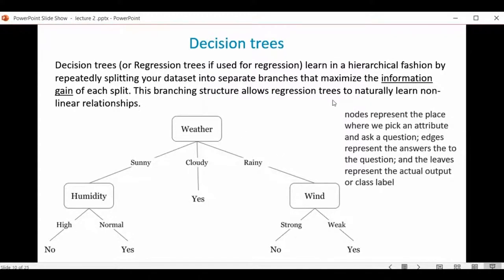And here I just explained the whole notion of the tree: what the nodes are, what the edges are, and then the leaves. So here we show a kind of problem: whether, for example, it's a good idea to play a game of football on a certain day. So whether it's sunny, but if it's very humid, it wouldn't be very pleasant, so we say no. But if it's sunny and cloudy, we can say yes, and so on.